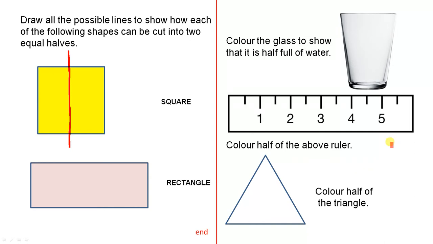Colour half of the above ruler. That's quite straightforward. And colour half of the triangle. So just explain to them what's required for each of those, and you can model some of those. You can give your own examples, obviously, and I'm sure the students will get the idea in no time at all.